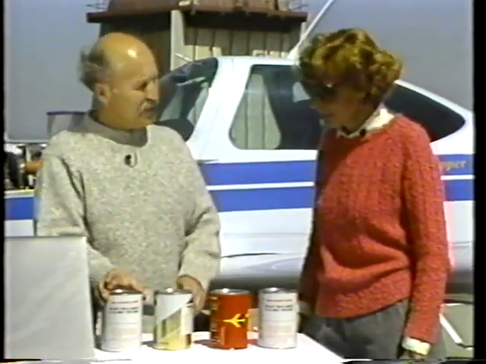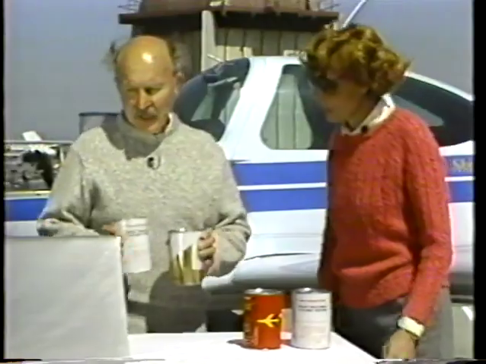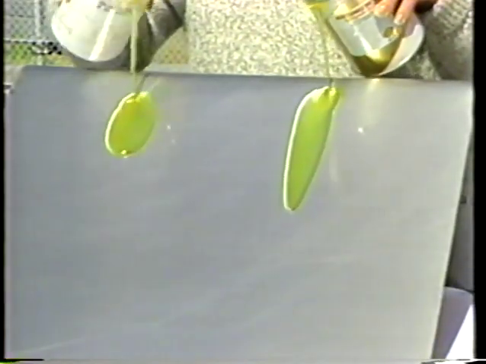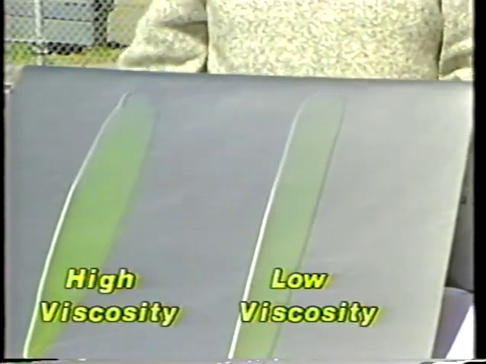I can show you how this viscosity works if you want. As we pour the oil down here, you'll see that the oil with a high viscosity flows rather slowly, and the oil with a low viscosity flows fast down here. So the viscosity is the measure of the internal resistance of the oil to flow.